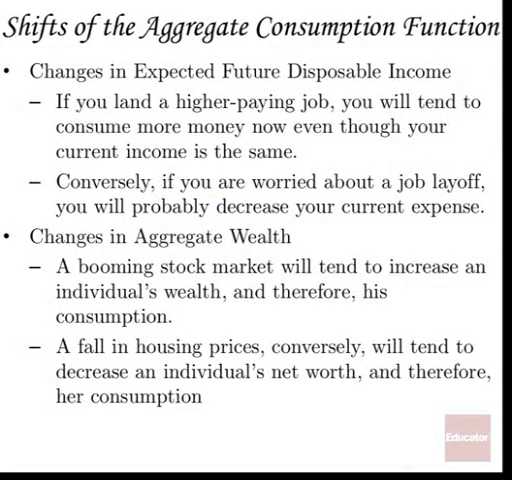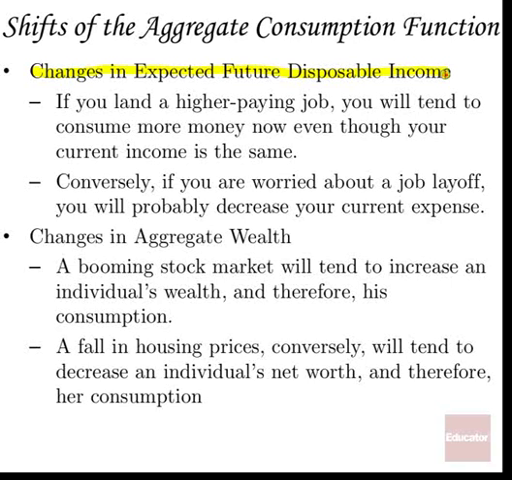So how does this aggregate consumption function shift? You can see here two ways that the aggregate consumption function shifts. One is changes in expected future disposable income. So let's say you're at a job and you expect to get a promotion. You didn't get the promotion yet, but changes in expected future disposable income are going to increase your consumption function.